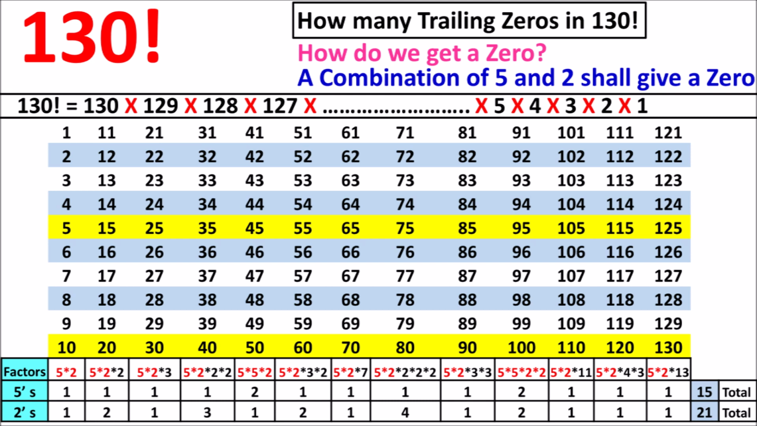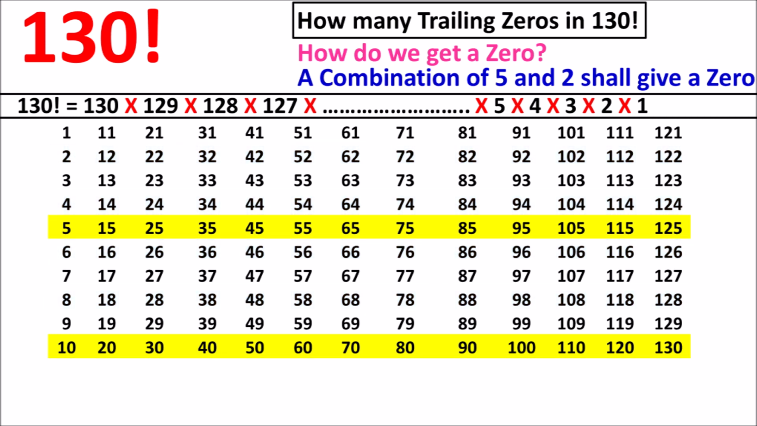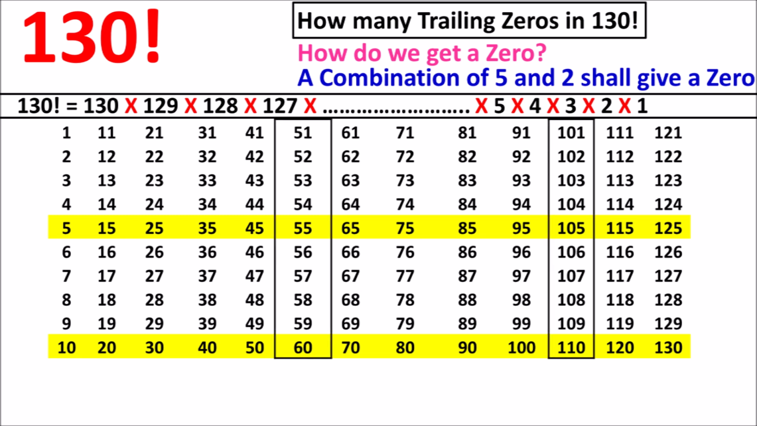Now, let us try to identify the number of 5s in the factors of all these numbers. Only the yellow highlighted numbers shall contain a factor of 5. It appears that numbers from 51 to 59 and 101 to 109 may also contain a 5 as a factor. However, they do not contain a factor of 5. You may please calculate and confirm the same.